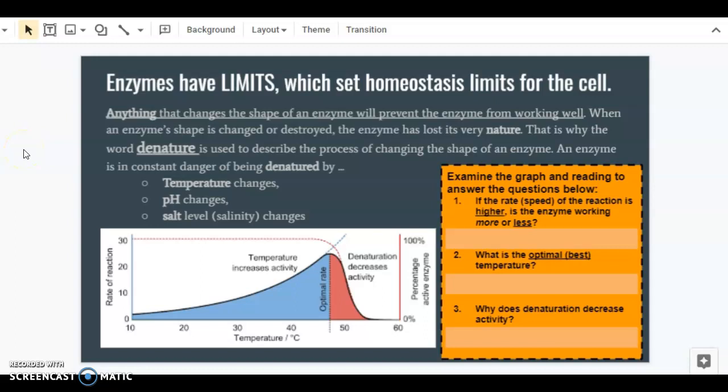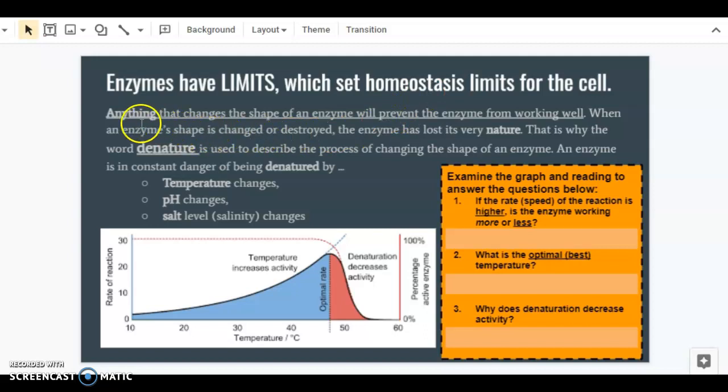Cell Chemistry, Section 4. Yesterday we learned about enzymes and their general characteristics, how they work. Today we're going to take a closer look, and we're going to start with their limits. Enzymes speed up reactions, but they have limits, and those limits help set homeostasis, which is maintaining the conditions necessary for life for the cell.